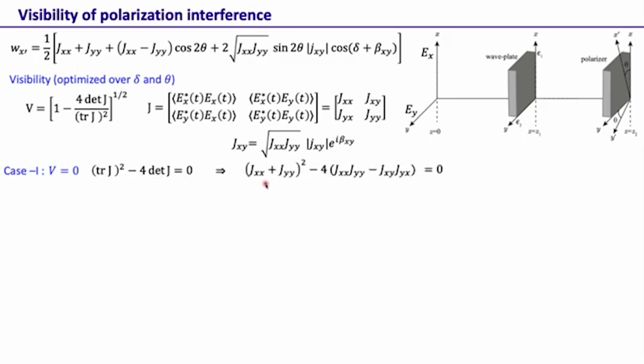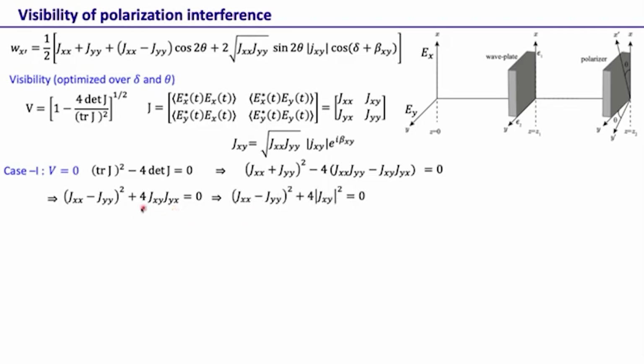This then means that Jxx plus Jyy squared minus 4 times Jxx Jyy minus Jxy Jyx is 0. If that is 0, then we write Jxx plus Jyy squared as Jxx minus Jyy squared, and then the extra term gets cancelled by the Jxx Jyy term over here, and then we just have this.